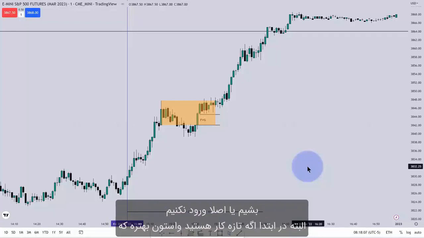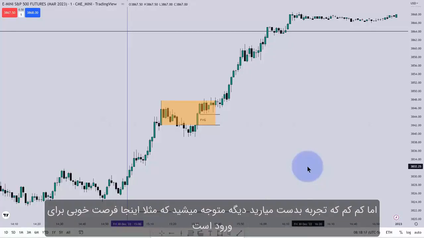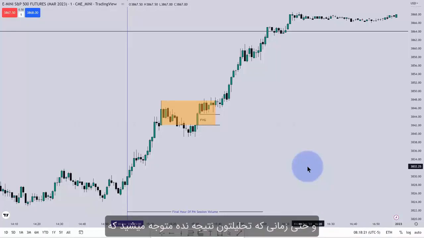In the beginning, if you're new, it's better for you to err on the side of, well, I'm going to go with staying out and just observe. Don't reverse. But with experience, sometimes, not all the time, sometimes you'll find it's a good opportunity to reverse if your analysis doesn't pan out or it doesn't come to fruition.